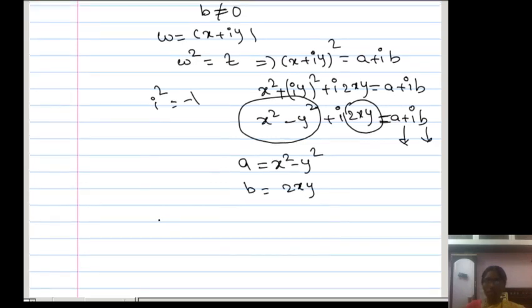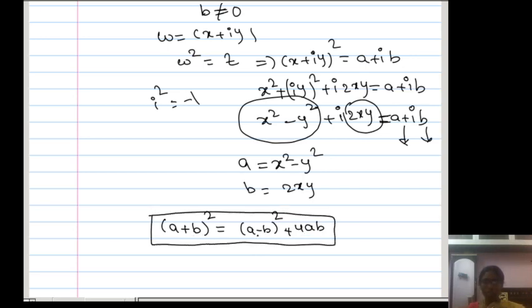Because you know one formula, x square minus y square. You can know the one formula. What is that? I am writing this: (a plus b) whole square is equal to (a minus b) whole square plus 4ab. Is it correct? a square plus b square minus 2ab plus 4ab, so plus 2ab. So this is one of the formulas. By using this formula, I am simplifying this.